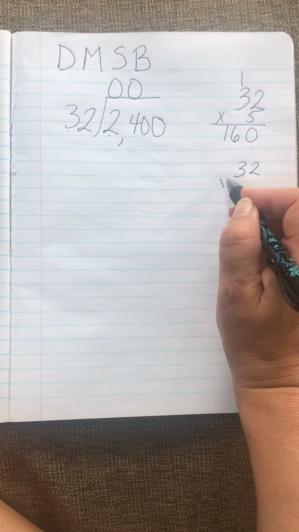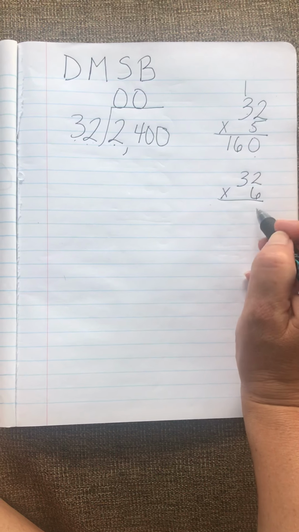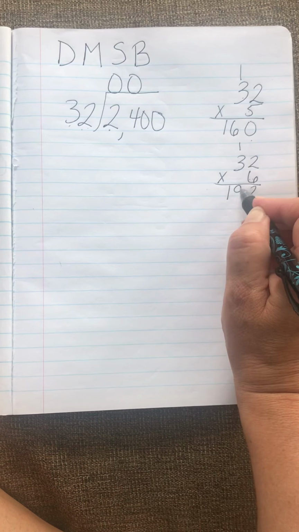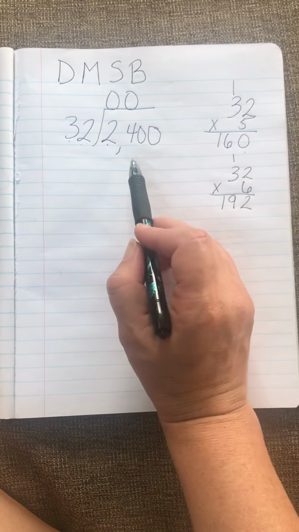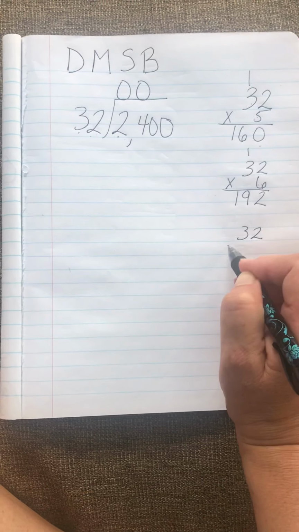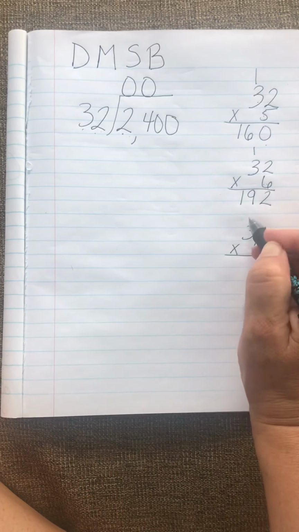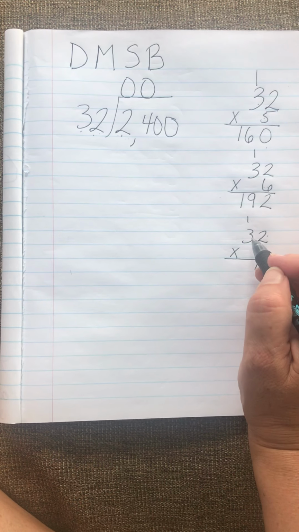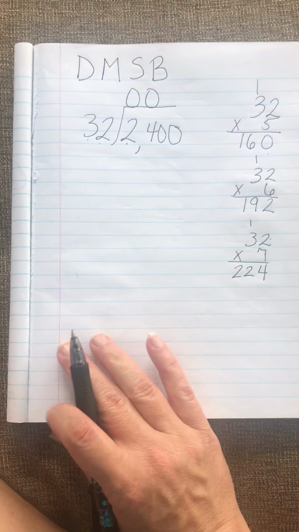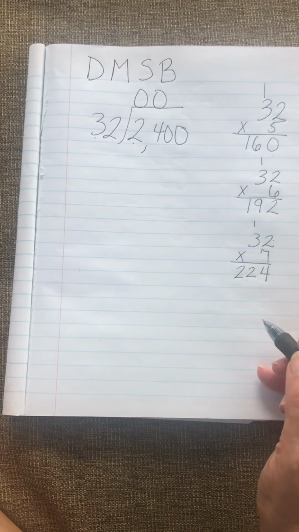So then we can multiply 32 times 6. 2 times 6 is 12. Carry the 1. 6 times 3 is 18, plus 1 more is 19. Well, we still have not got past 240. So let's go up again. 32 times 7. 7 times 2 is 14. 7 times 3 is 21, plus 1 more is 22. That's closer, but we still have not moved past 240.